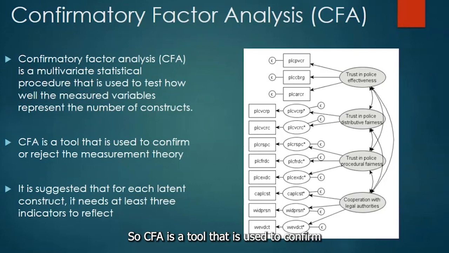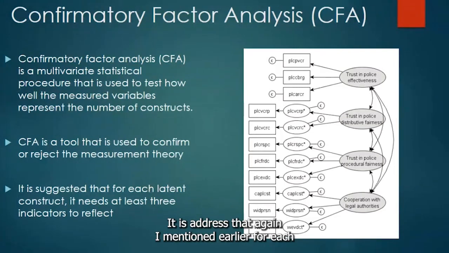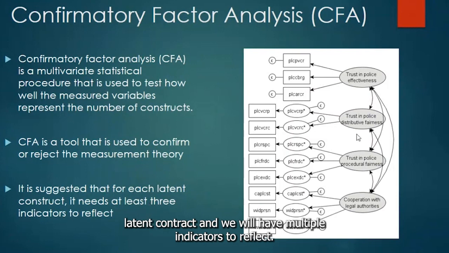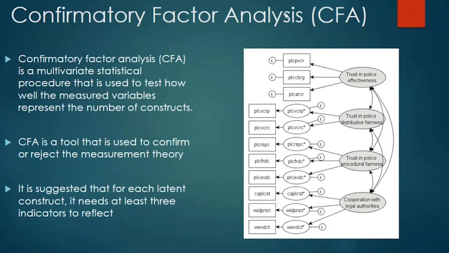So CFA is a tool that is used to confirm or reject the measurement theory. It suggests that, as I mentioned earlier, for each latent construct we will have multiple indicators to reflect it. So CFA will help us identify whether all those indicators exactly represent our latent variable.